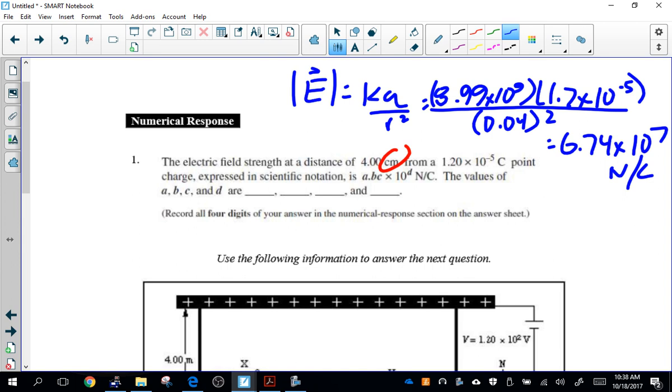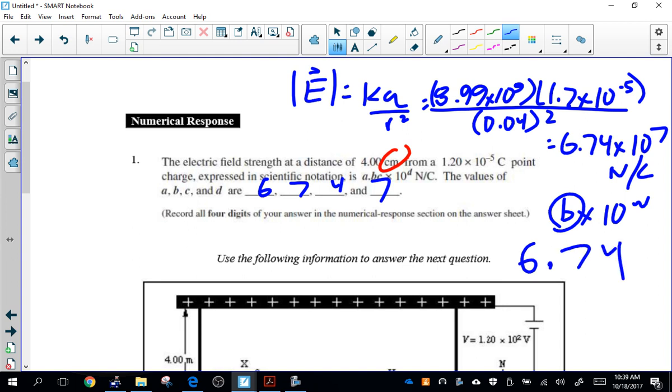Now, how are we going to record that? A, B, C, D. What's our answer there? Zane, what's our answer for that? 6, 7, 4, 7. Good. Now, if this was a B times 10 to the W question, which sometimes we see, wanting the value of B, then we'd express it as 6.74. On the exams now, they tend to be going towards the ABCD format as opposed to the B times 10 to the W, but we want to be ready for both, just in case.